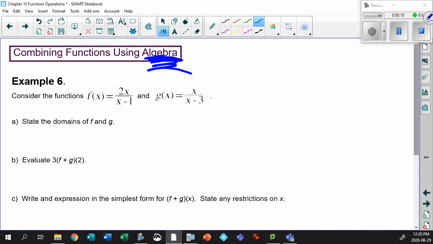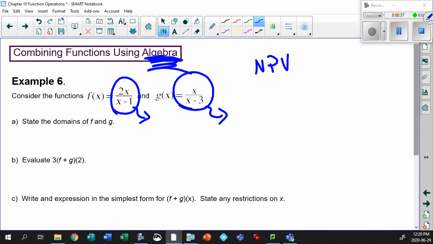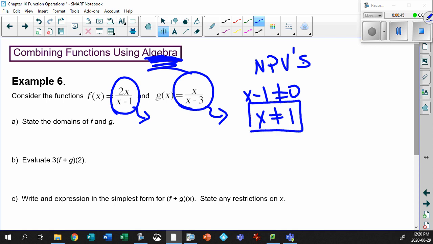Okay, so check this out. It's a rational function. Uh-oh. That means you can't have a denominator that's a non-permissible value. You got two non-permissible values here. So think about what the NPVs, non-permissible values, are. So you go x minus 1 cannot equal 0, solve for x, x cannot equal positive 1. There's one of your non-permissible values, which is eventually going to give you, yes, you guessed it, an asymptote.